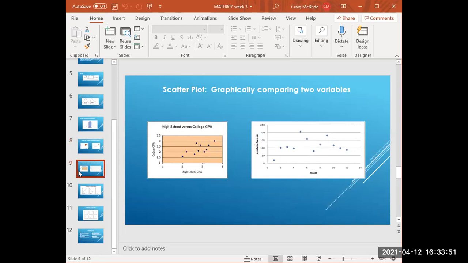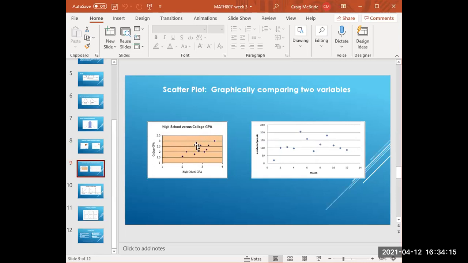Now here's a couple other examples that are obviously very weak correlations. You can see high school GPA and your college GPA. There is a bit of an upward trend. So you can see that people who have a higher high school GPA have a higher college GPA, which would make sense. But you can also see that they're kind of all over the place. So it's a much wider spread.